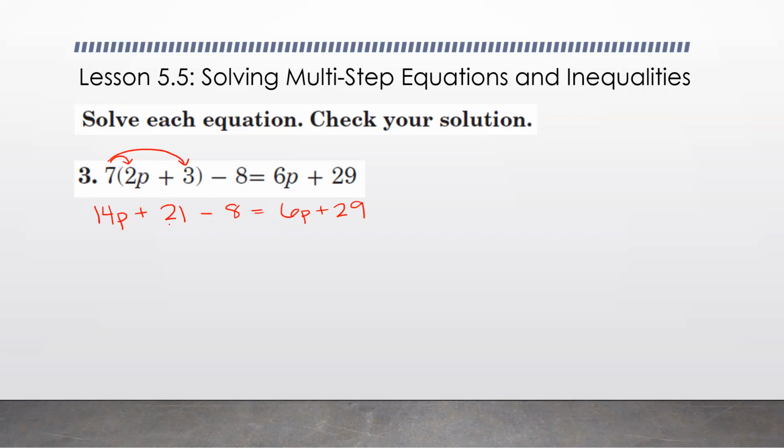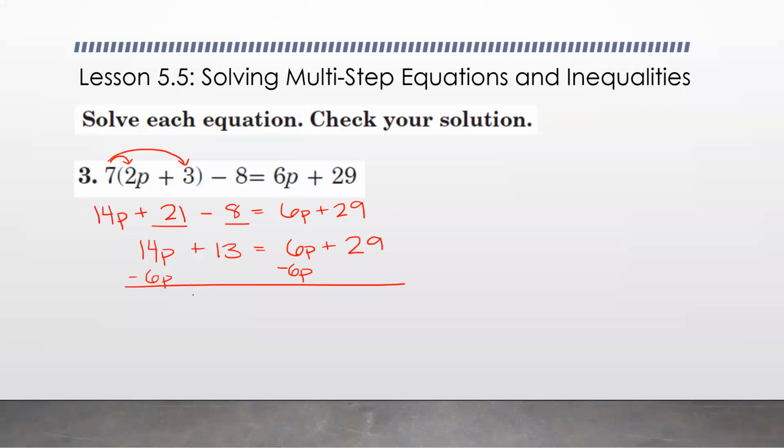So let's say I combine these like terms, 21 minus 8. So I still have my 14p, and then 21 minus 8 is going to give me 13, and that's a positive 13. And then I still have this 6p plus 29. Now I have variables on both sides of my equation. I just want them on one side. So I can either subtract 14p from both sides, okay? But if I do that, I'm going to end up with a negative over here. So I could also subtract 6p from both sides, and I would end up with a positive over here. So I think I'm going to do that instead.